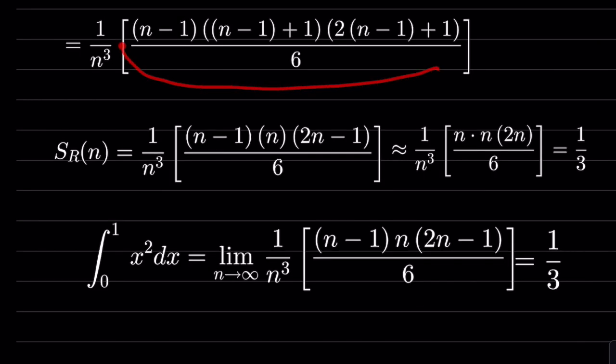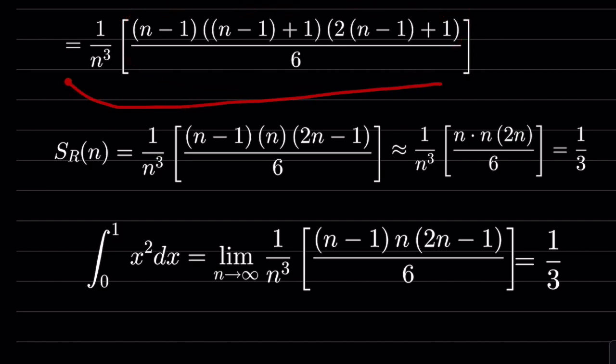So what I have here is basically k times k plus 1 times 2k plus 1. And you'll notice that this is the formula I had on the previous page, and all we have done is replace k by n minus 1. So now I have this nice formula for the sum. So let's just simplify this.